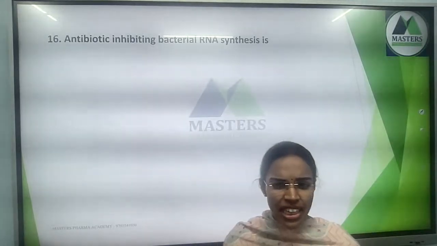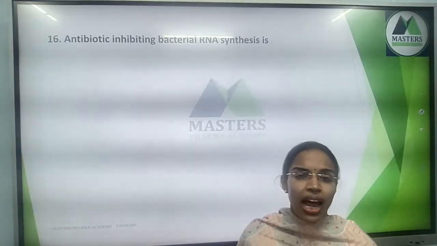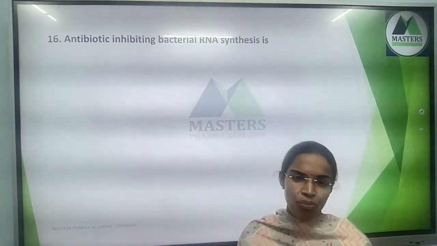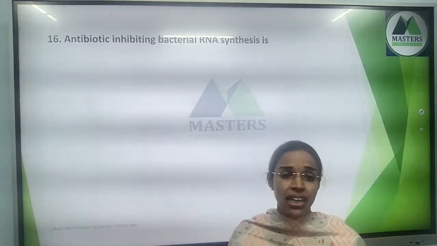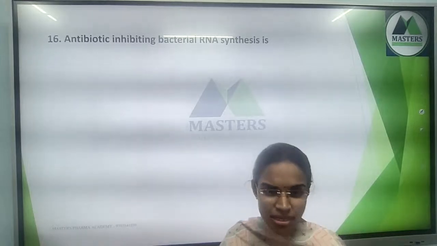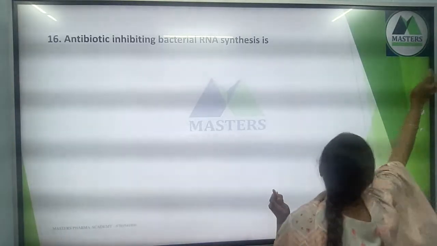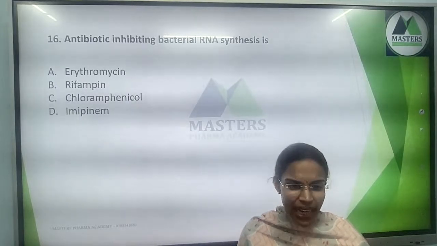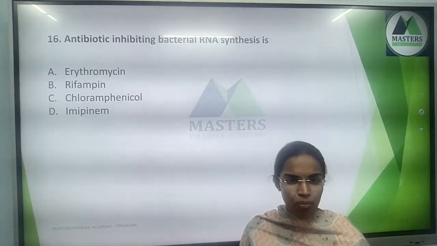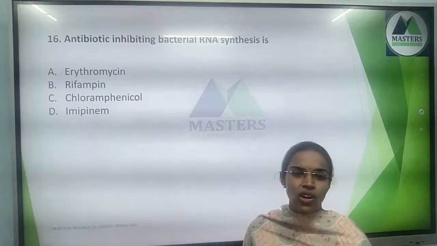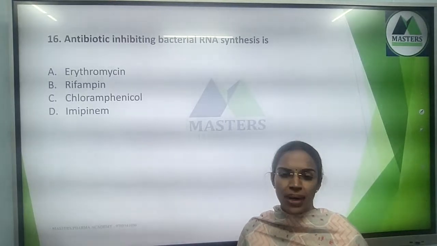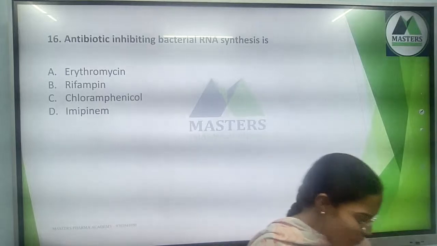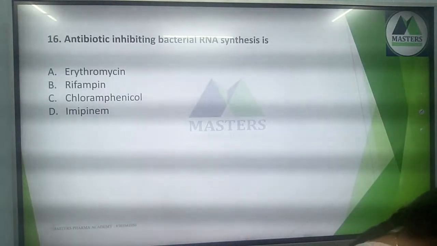Question number 16. Next question. Antibiotic which acts by inhibiting the bacterial RNA synthesis is, and the options are A. Erythromycin, B. Rifampicin, C. Chloramphenicol, and D. Imipenem. What's the right answer for question number 16?